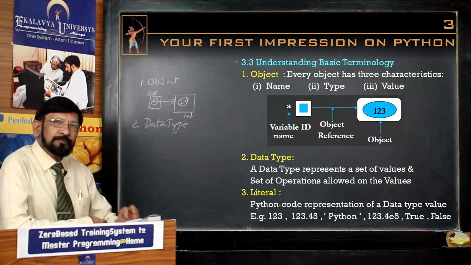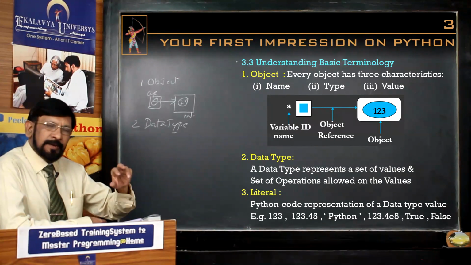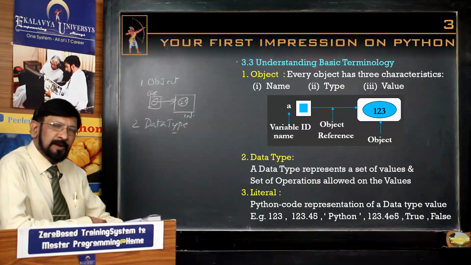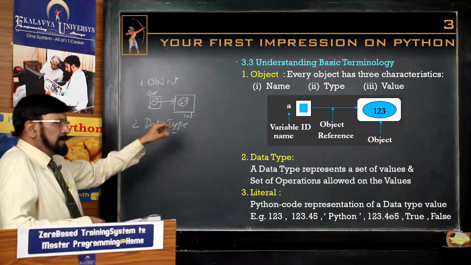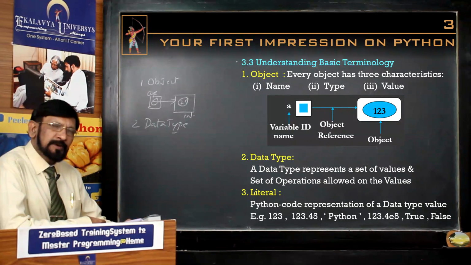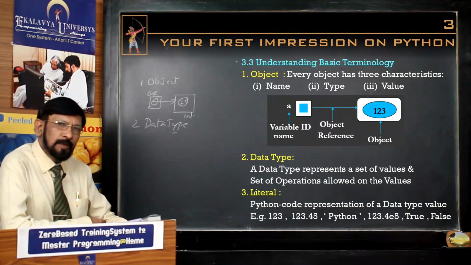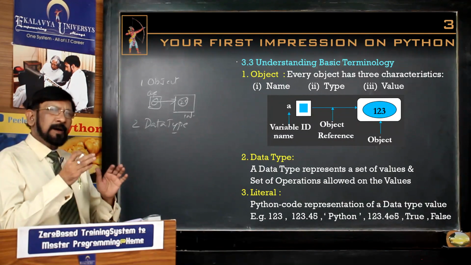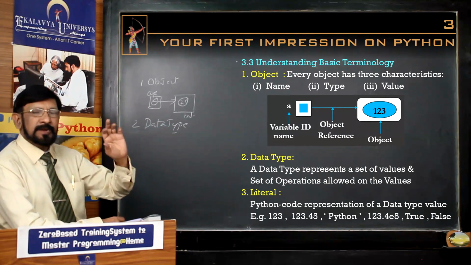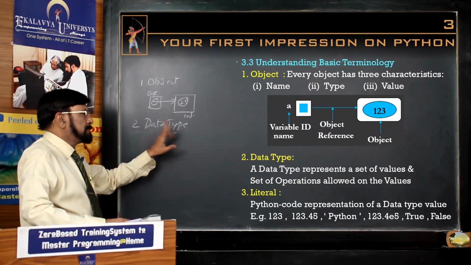Second one, which type of operations are allowed? On all data types, all types of operations are not allowed. So, this is integer type. On this, arithmetical operations are allowed, relational operators are allowed, logical operations are allowed, bitwise operations are allowed. Like that, depending on the type, certain operations are allowed. That is the importance of the data type.